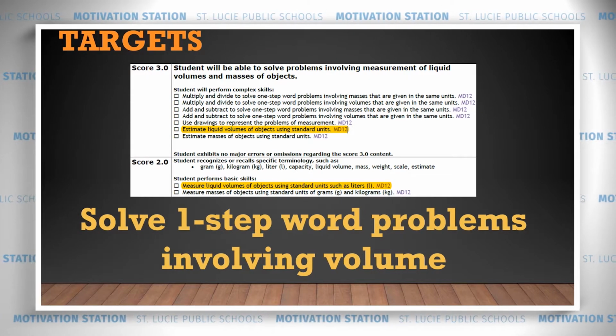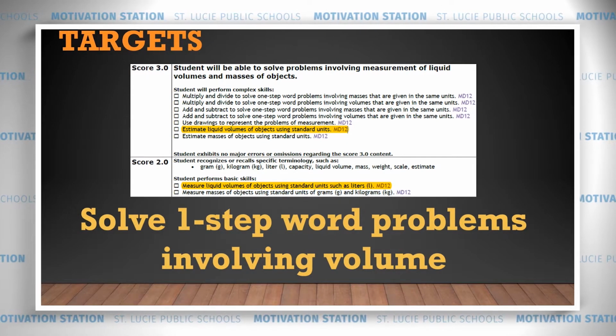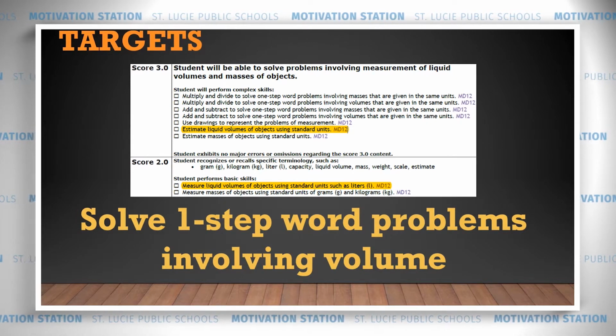All right, back to our targets. We are going to solve one-step word problems involving volume.